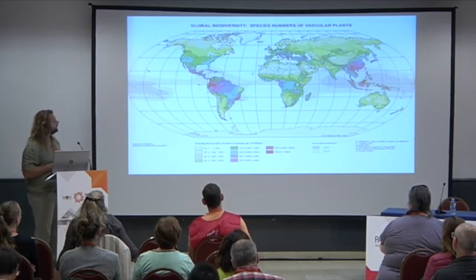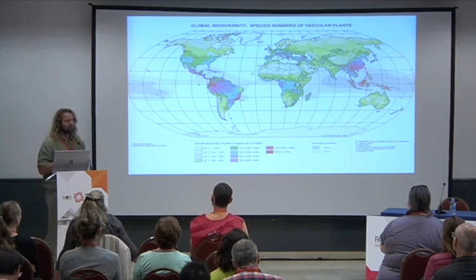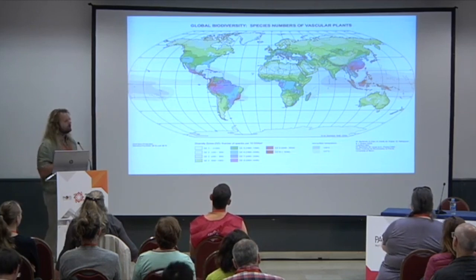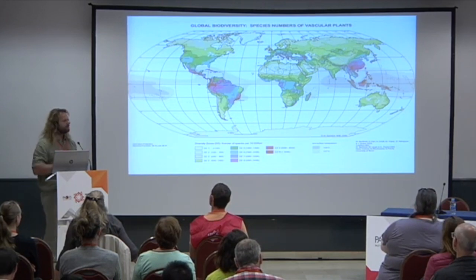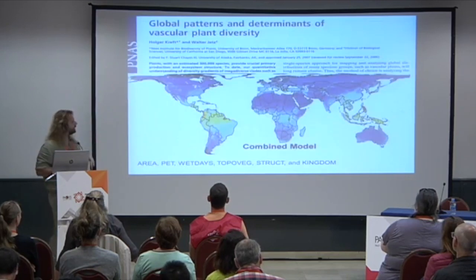If we look at plants, it looks a bit more patchy. Then we all know that in the dry Sahara there are not so many species, so it's sort of a more difficult pattern. But in general, you see the high diversity areas are near the equator, and if we go to the pole, we have fewer plant species.